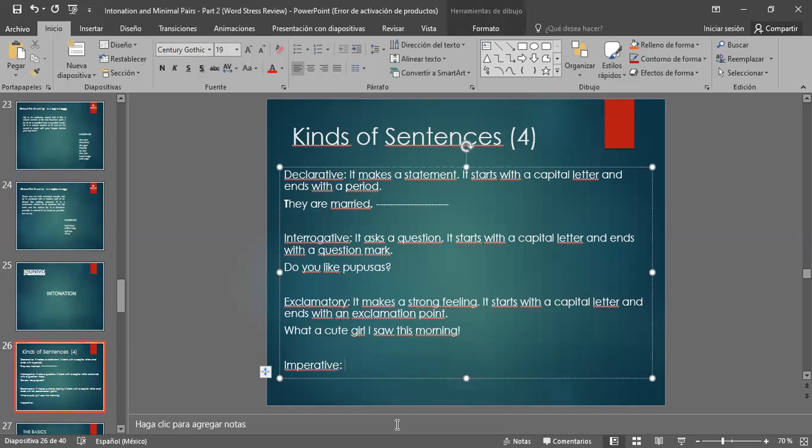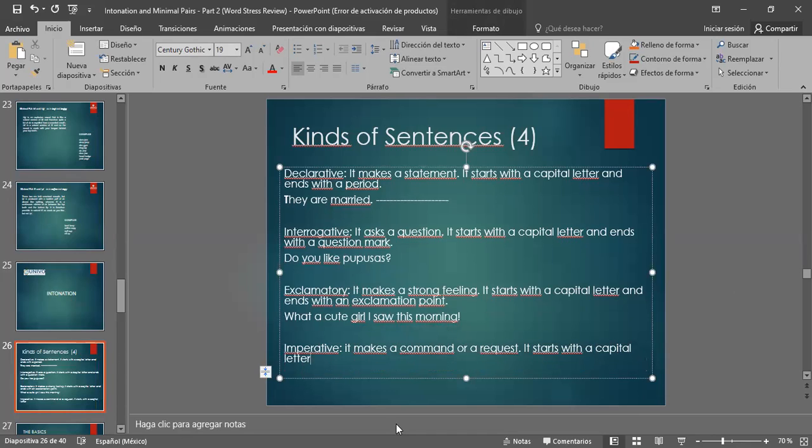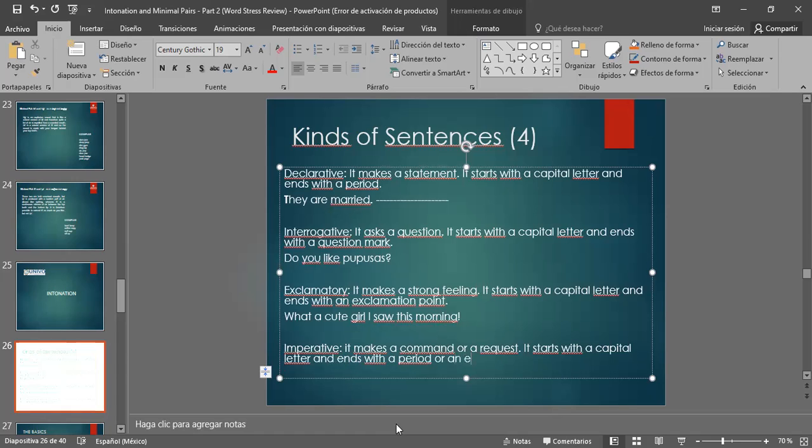Esta tiene diferentes funciones. Aquí le podemos decir, it makes a command, right? Or a request. It starts with a capital letter y ojo, and ends with a period or an exclamation point.